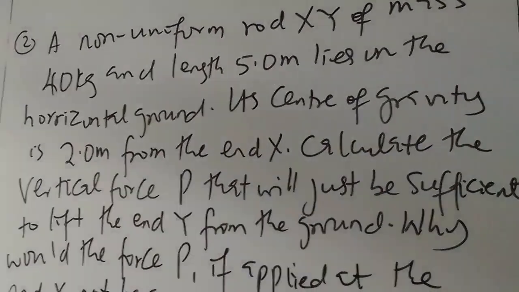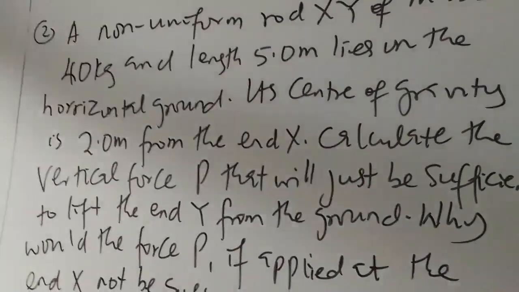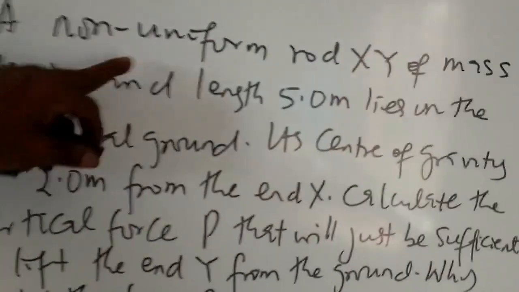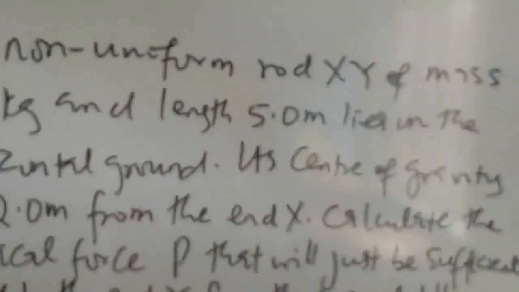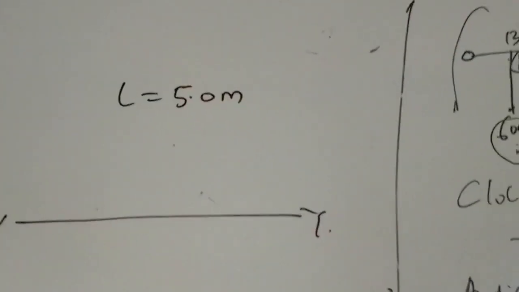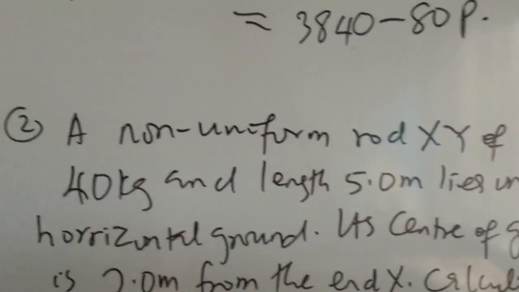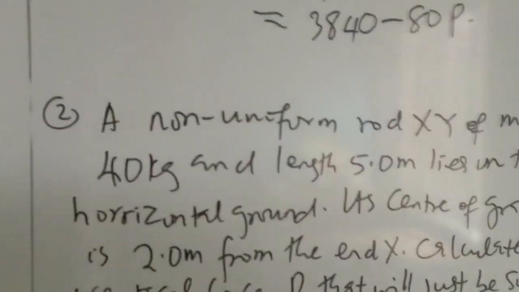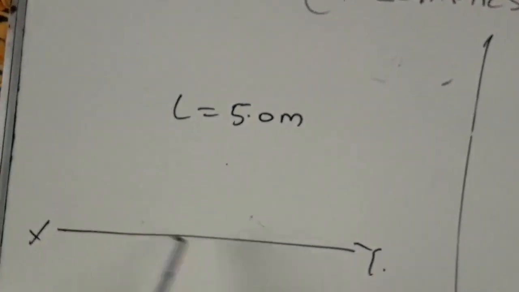So, sketching the problem on the board, here is the rod SY. And for the question, the rod is non-uniform, and the length is 5 meters. So you cannot say that the center of gravity is going to be 2.5, no, because it's a non-uniform rod. The center of gravity cannot be at the midpoint because the object is not uniform. Had it been uniform, the center of gravity would have been at half of this, which is 2.5.